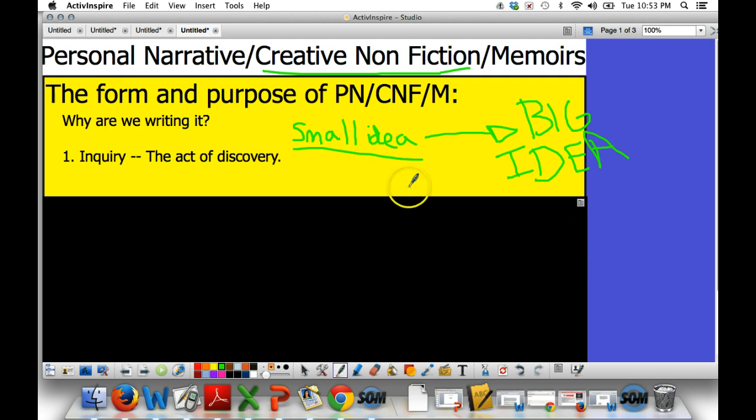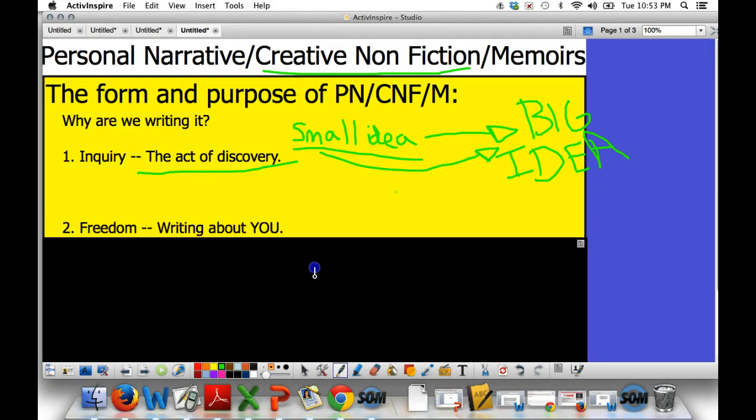Anyway, it's a small idea, and through the act of discovery, you kind of get the big idea or the big picture behind it. And I hope that makes sense. And if not, we'll talk about it later on, because you'll actually read some personal narratives to get the idea for what you're going to do for your own personal narrative.